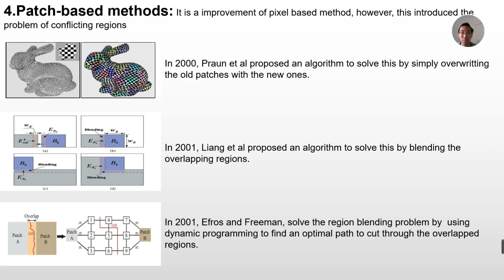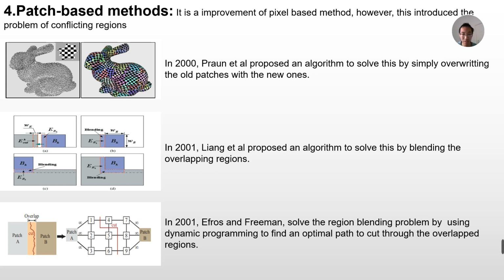First, in 2000, Prom proposed an algorithm to solve this by simply overwriting the old patches with the new ones. And in 2001, Liang proposed an algorithm to solve this by blending overlapping regions. The idea of Liang's algorithm is similar to that of the pixel method of Efros and Leung. The difference here is that now we need to search for a region instead of a single pixel, and the condition that decides the similarity of the region is the boundary. However, these two methods may introduce artifacts, that is, unnatural visual effects in the output texture.